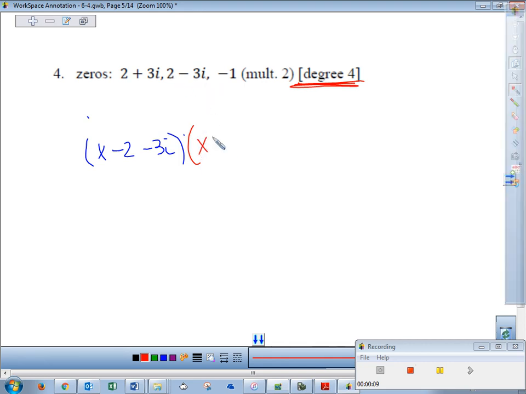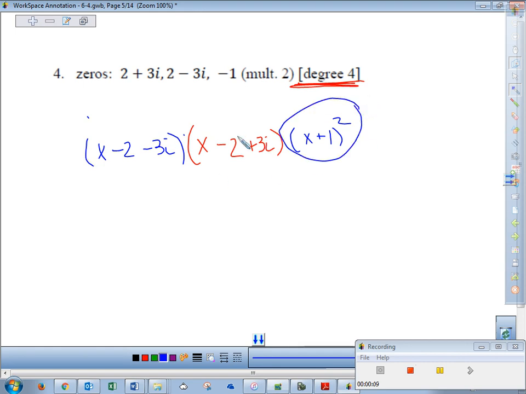Do you want to put a plus 2 or a minus 2? Minus 2. And since that says negative 3i, what's this got to say? Plus 3i. It's just opposite everything. Cool? And then the last one is x plus 1, and it's got multiplicity of 2, so that's got to get squared. Cool? This part right here, piece of cake.